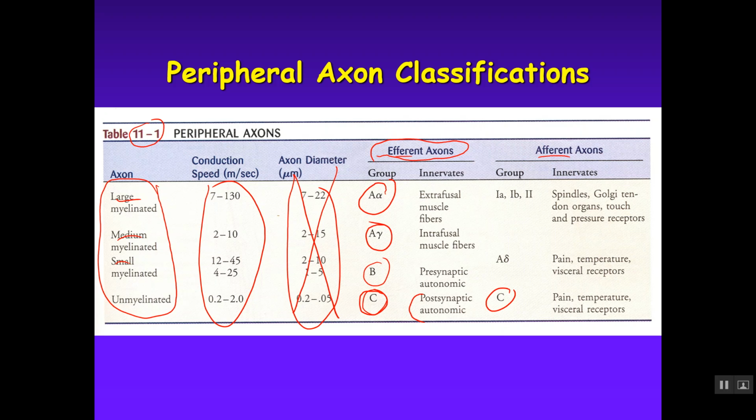You already know these, the 1As, 1Bs, and 2s. These are the muscle spindles, GTOs, touch and pressure receptors. Those are carried on those larger myelinated, fast axons. Then we have the A delta fibers, which are associated with fast pain and temperature, and nociceptors in the viscera, okay, fast muscle fibers.